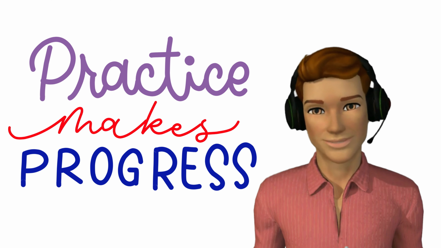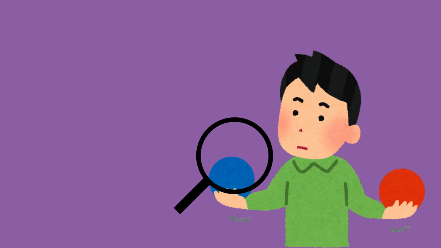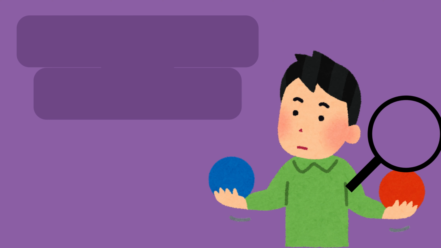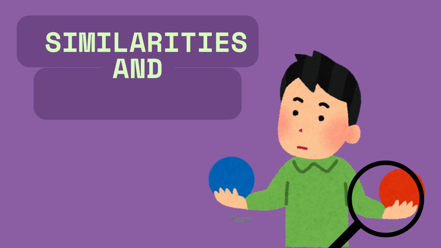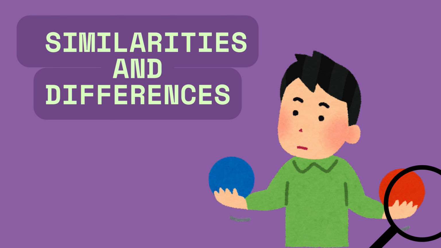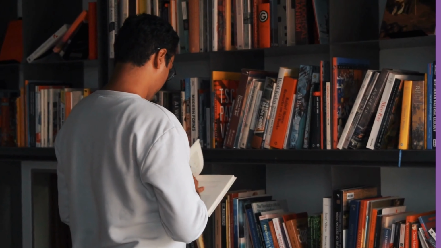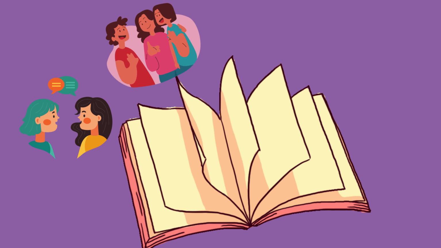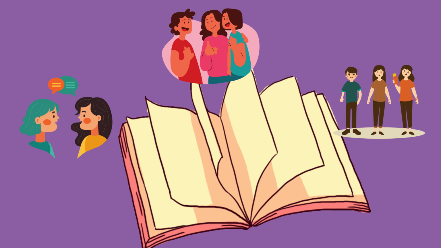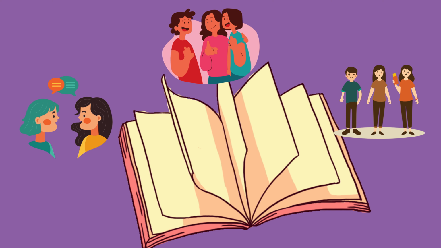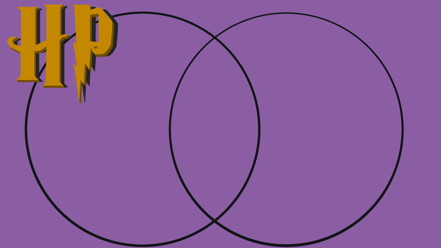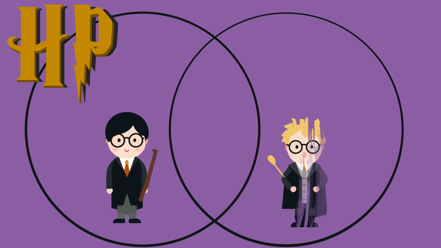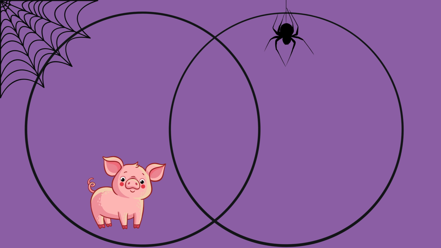Now let's practice comparing characters. Comparing characters is a practice to help you see how highlighting similarities and differences can create an engaging story. First, choose 2 characters from a book you have read. They can be main characters, side characters, or even characters who never meet in the story. For example, from Harry Potter, you could choose Harry and Draco. From Charlotte's Web, you might choose Wilbur and Charlotte.